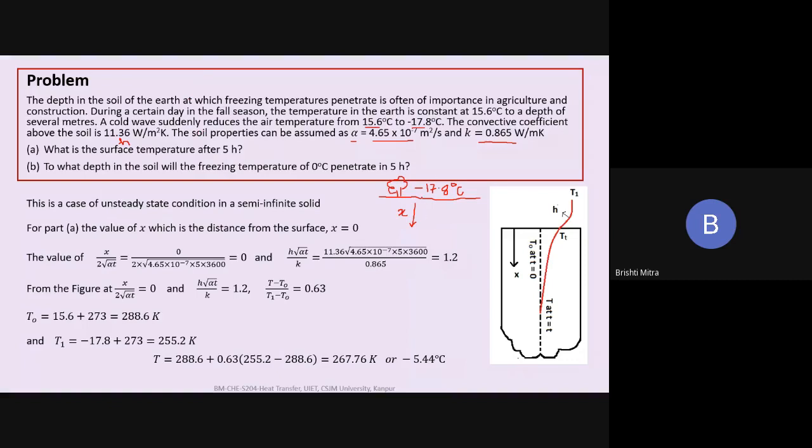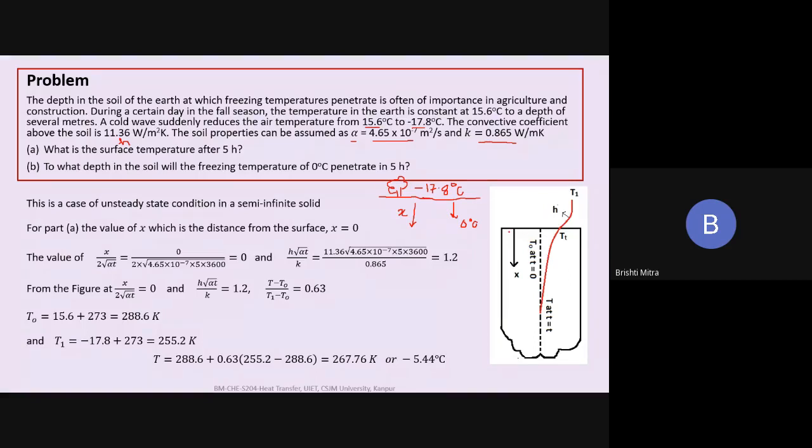What is the temperature here after 5 hours, and to what depth in the soil will the freezing temperature of 0 degrees centigrade penetrate in 5 hours? So the second question is, after 5 hours, at what distance will the temperature be equal to 0 degrees centigrade? Beyond that, the temperature is going to be higher than 0 degrees, but till what depth will the temperature change from minus 17.8 to 0 degrees centigrade?